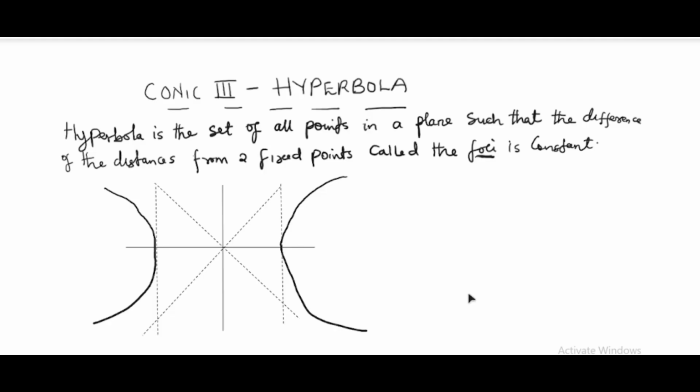So with this graph, I'm going to be explaining a whole lot. I'm going to be explaining the vertex, the foci, the asymptotes, the eccentricity, and so on and so forth. From this definition, we're going to be setting the standard equations. We're not going to be deriving it due to time.